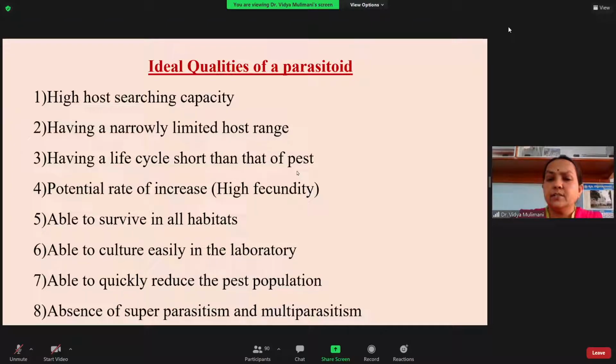For example, I can give you Trichogramma chilonis. It attacks only the eggs of Lepidoptera, not others. So that is the host relation. Then any other questions?